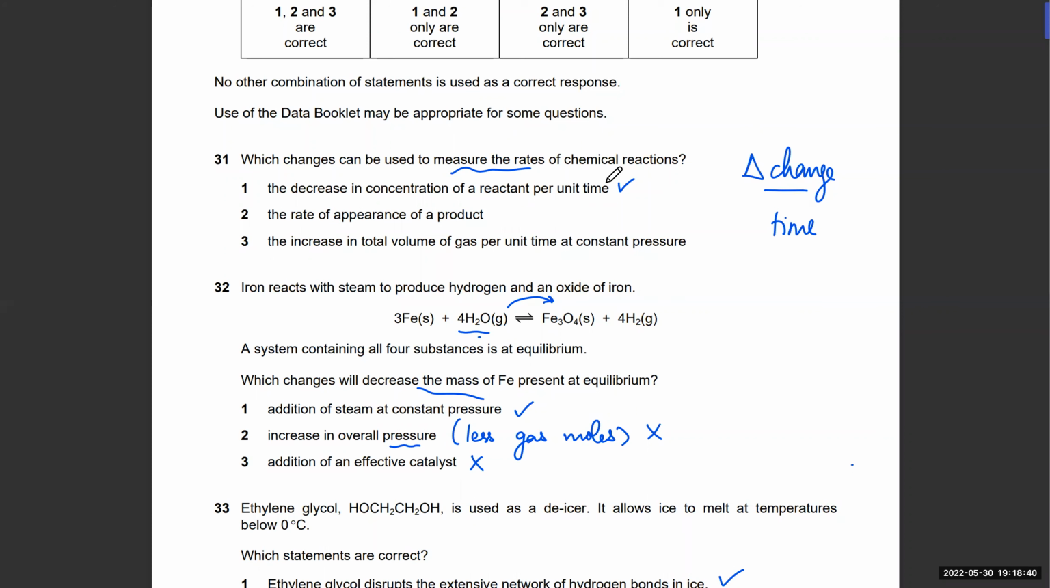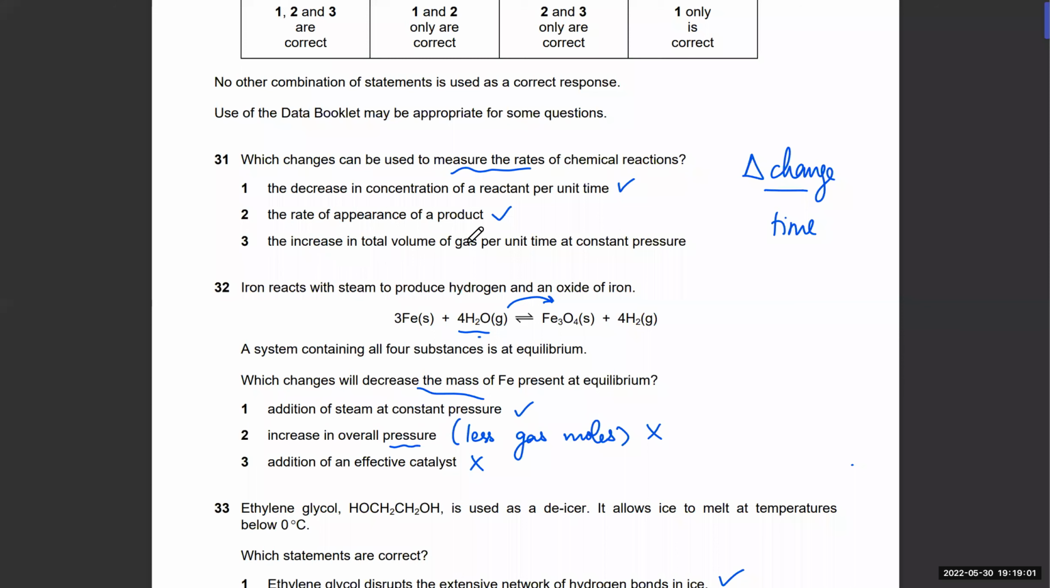So how quickly it happens with respect to time, that will give you the rate. The rate of appearance of a product will also tell you how quickly the reaction is happening. So if the appearance or the color changes very quickly, the reaction is fast. If it changes very slowly, the reaction is slow.